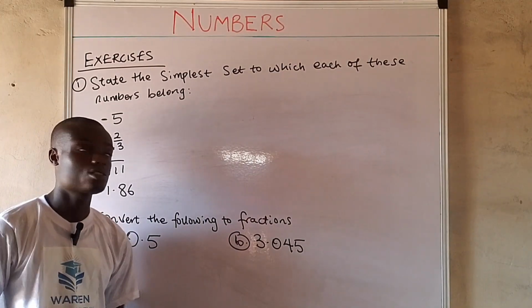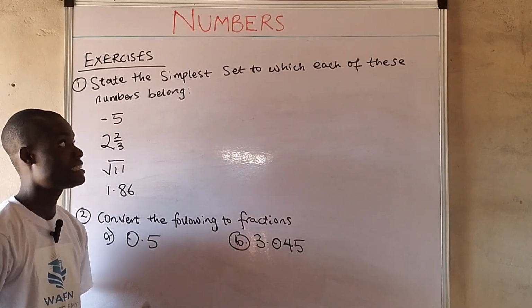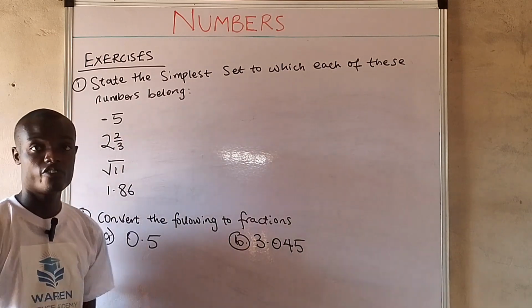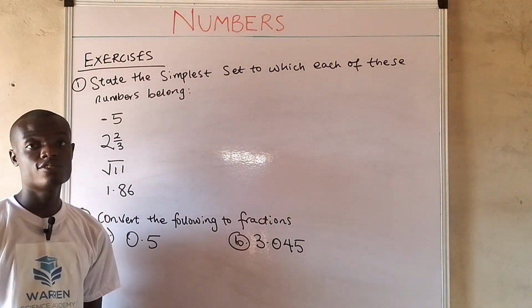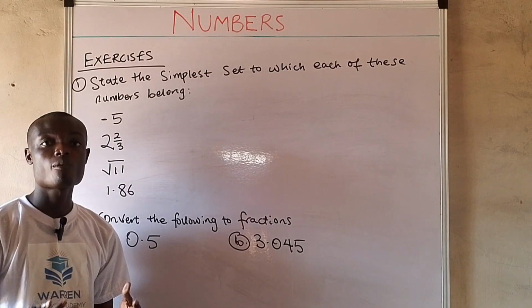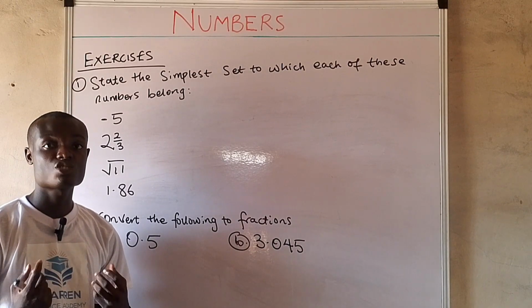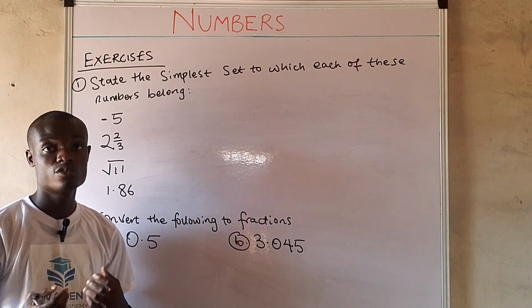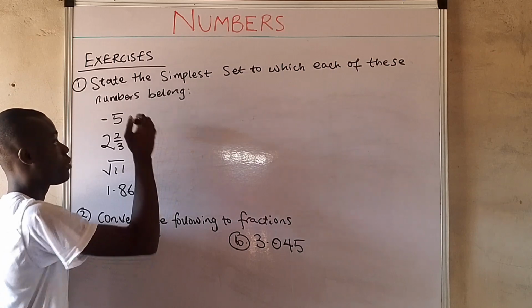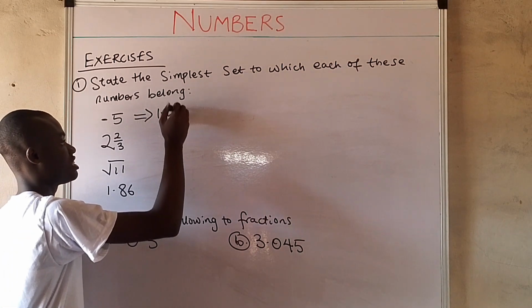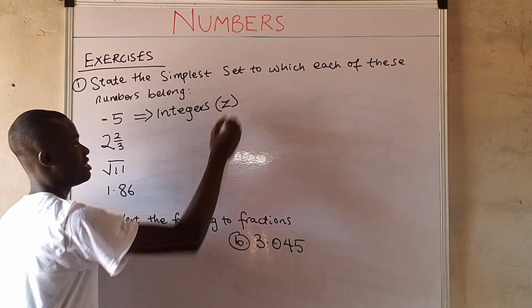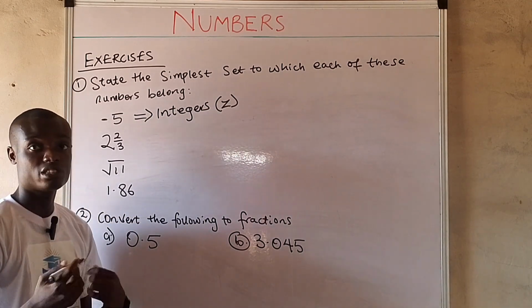So we have some exercises, and the first one says we should state the simplest set to which each of these numbers belong. So we have -5. -5 is a negative whole number, and negative whole numbers and positive whole numbers form part of integers, while natural numbers are only positive whole numbers. So hence, because this is a negative whole number, we can call it an integer. So remember, integers are represented with Z, while natural numbers are represented with N.